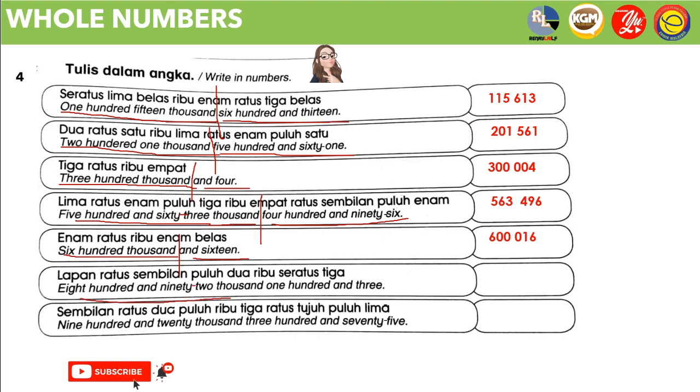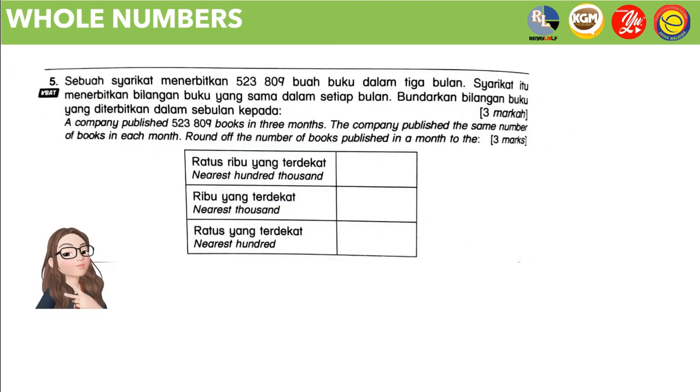892,000. Sorry, it's hyphenated word again. 892,103. Let's see the answer. Okay, that's correct. Next question will be the last question for question 4. 920,375. Okay, those are the answers.